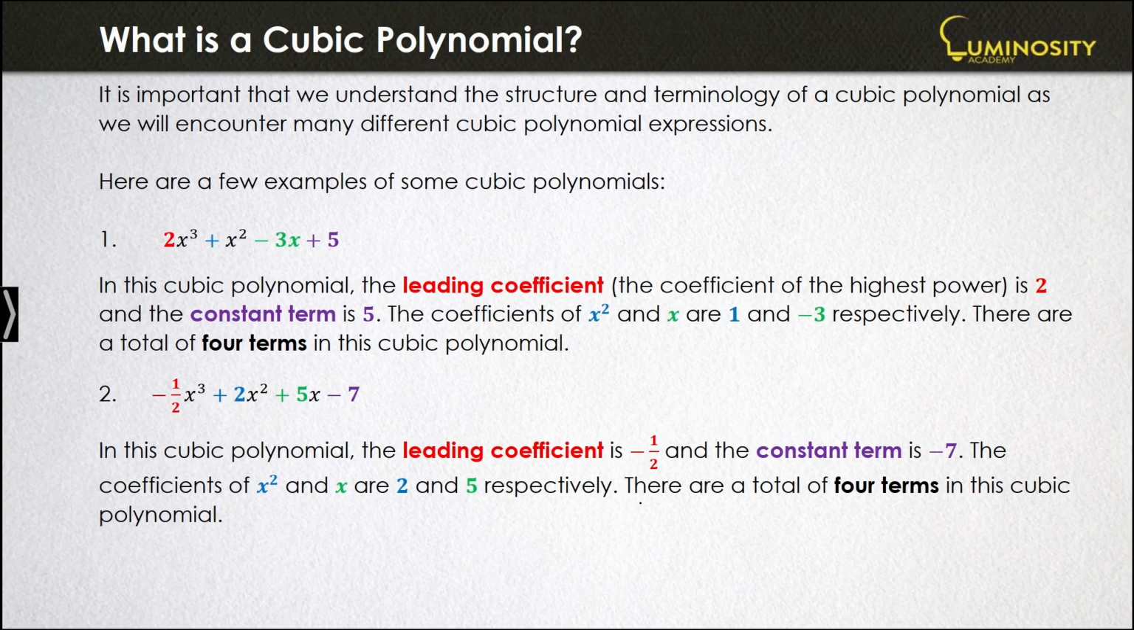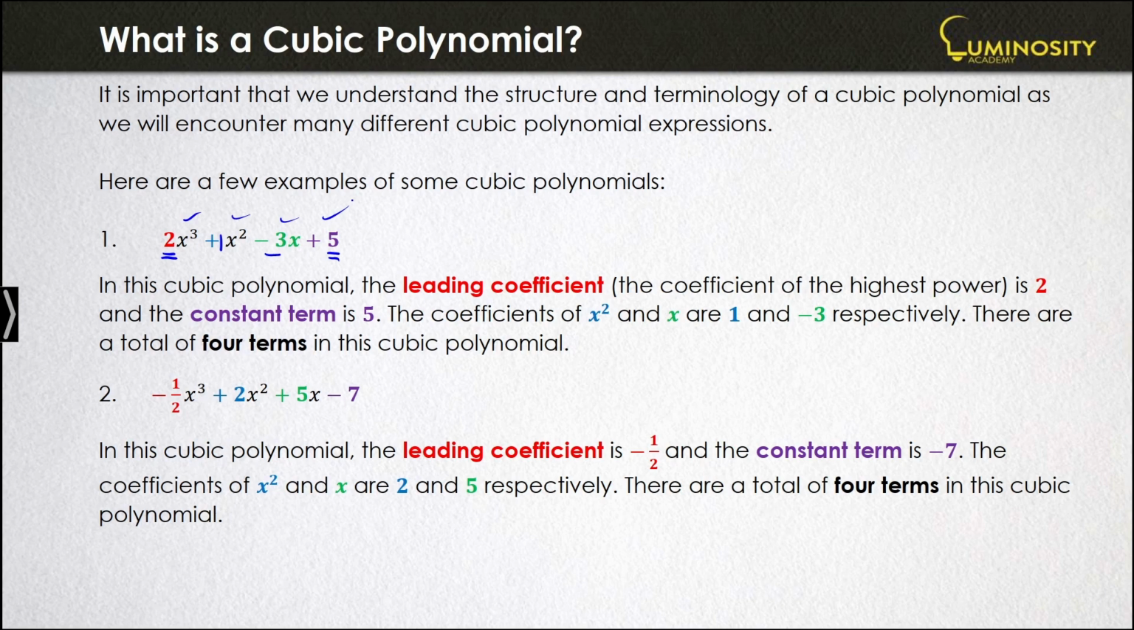2x cubed plus x squared minus 3x plus 5. Now this is a cubic polynomial. The leading coefficient is 2, which is in front of your x cubed term. Essentially, the leading coefficient is the coefficient of the highest power, which in this case is always the cube. The constant term is 5 here. The coefficient of x squared is positive 1, and the coefficient of x is negative 3. And in total, there are 1, 2, 3, 4 terms. Remember, terms in an algebraic expression are always separated by plus and minus signs.